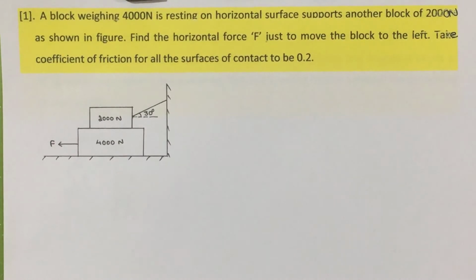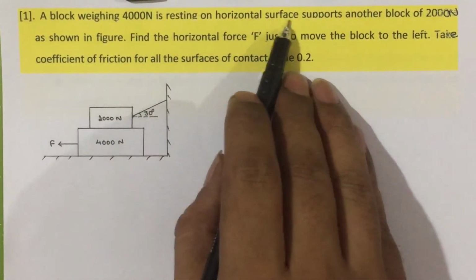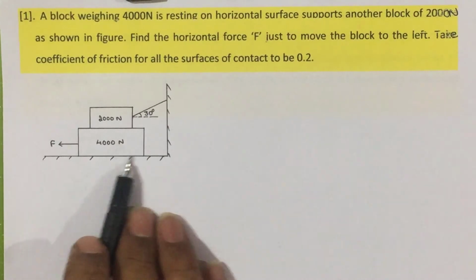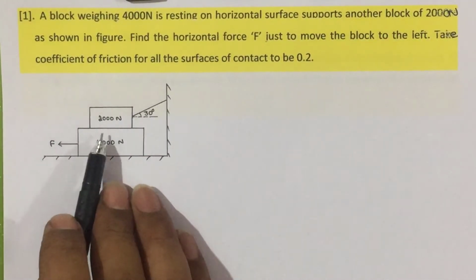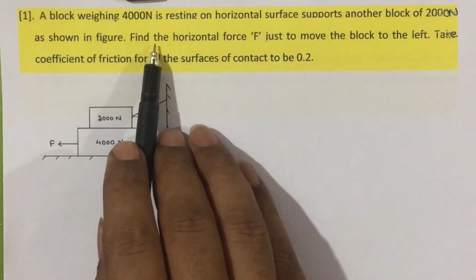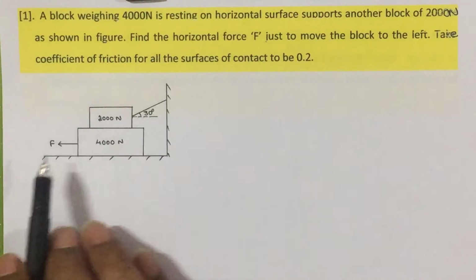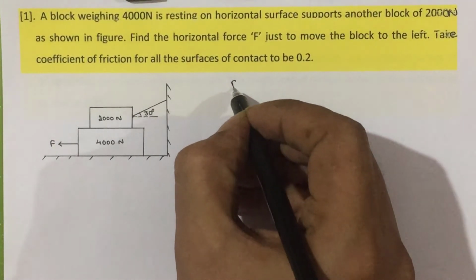In any problem, the first step is to read the problem and gather the data. A block weighing 4000 Newton, that is this one, is resting on a horizontal surface. This is the horizontal surface, and it supports another block of 2000 Newton. The 2000 Newton block is resting on the 4000 Newton block as shown in the figure. Find the horizontal force F. We need to find this force F. This is the given data.